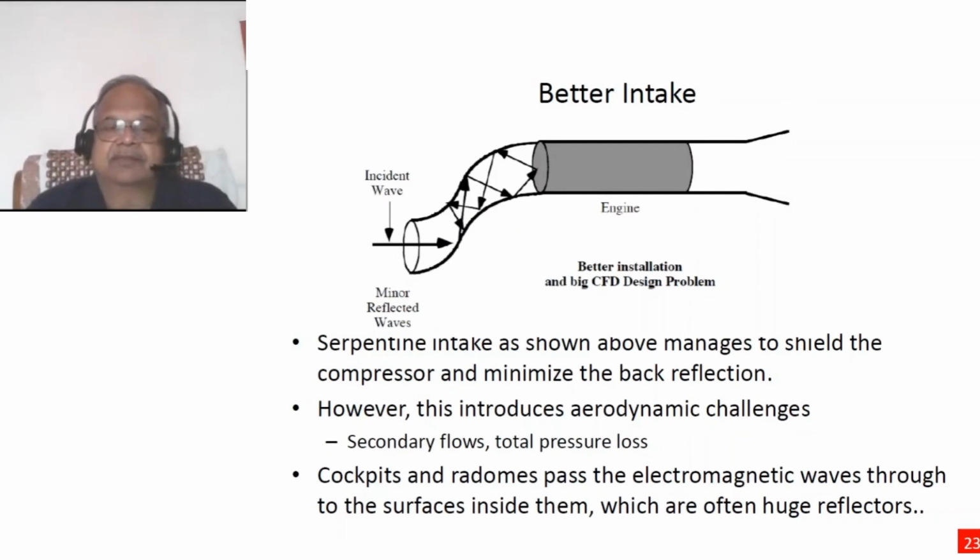So the main aerodynamic challenge is to ensure that the line of sight for the compressor blades is not there from the intake face, but at as low a loss of aerodynamic performance as possible.